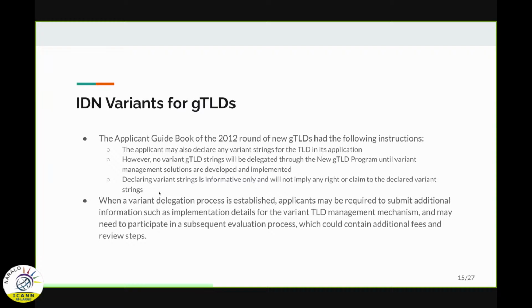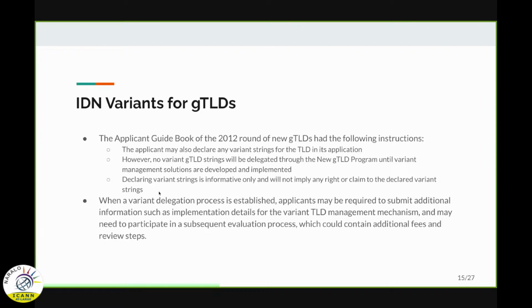And for the new GTLDs, the 2012 Applicant Guidebook had the following instructions. When you apply for an IDN TLD, the applicant may also declare any variant TLDs for the TLD in its application. However, no variant strings will be delegated through the new GTLD program until variant management solutions are developed and implemented. So you can claim that this is a variant of what I'm applying for, but you don't get it. It will be reserved or blocked. It won't be allocated to anybody else, but it won't be delegated.